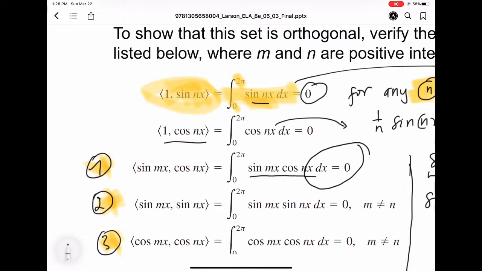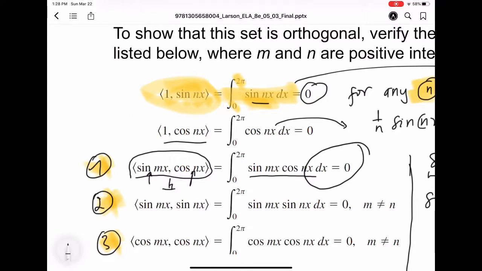So overall, the inner product of sine mx and cosine nx is 0. That means these two functions are orthogonal for any m and n. That means we just verified the first identity.